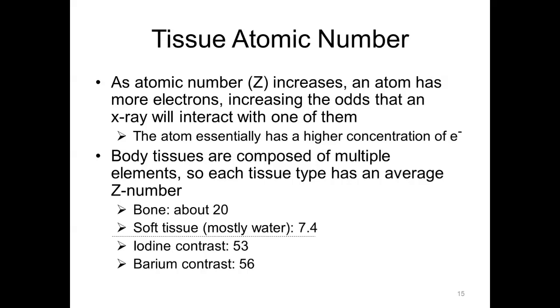So we already know, without even getting into it, that you have a lot more attenuation in bone than in soft tissue. We can just look at these atomic numbers and get a sense of how much more X-rays like to play around with bone versus soft tissue for attenuation. 20 versus 7.4. But contrast agents, it's even more inviting. You can attenuate and absorb even more.